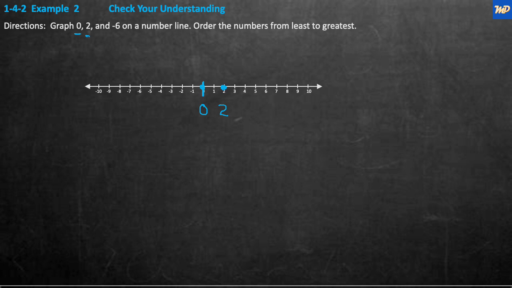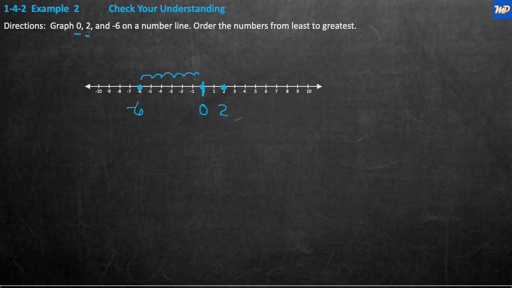And -6 on the number line. At 0, then -1, we're going here: -1, 2, 3, 4, 5, 6. -6 is right here on the number line.